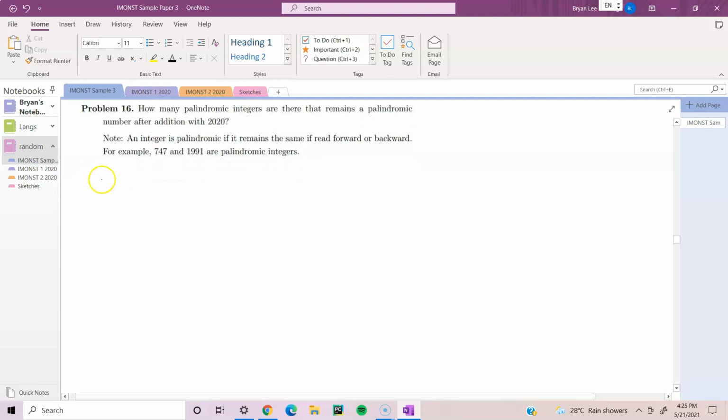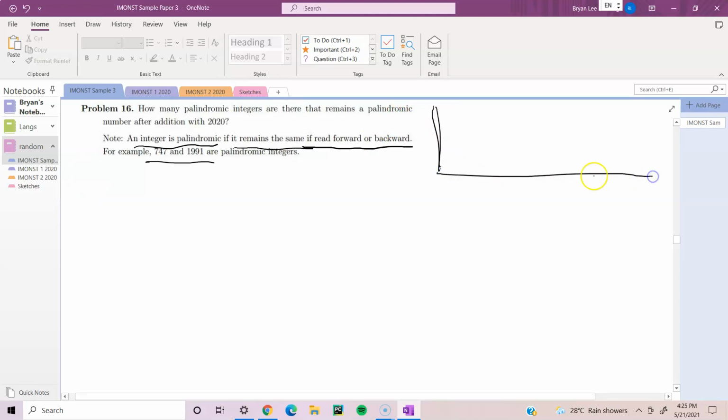I apologize for that. Now, how many palindromic integers are there that remain a palindromic integer after addition with 2020? Then, as you can see, they gave us the definition of the palindromic integer. If read forward or backward, it remains the same. So these are examples. Now, we need to divide this into several cases, and then we want to see if there are any numbers in that case that satisfy the condition. Now, I will be using p.i. to represent palindromic integer.